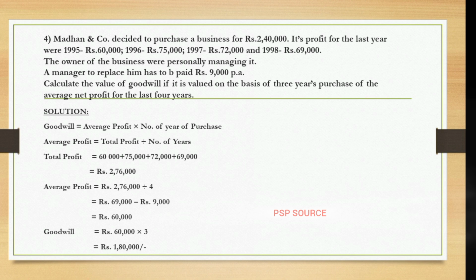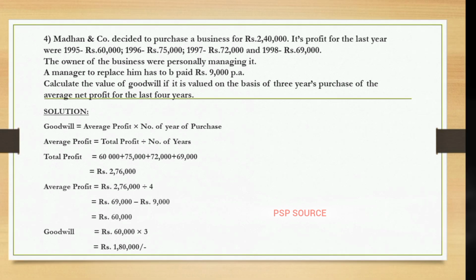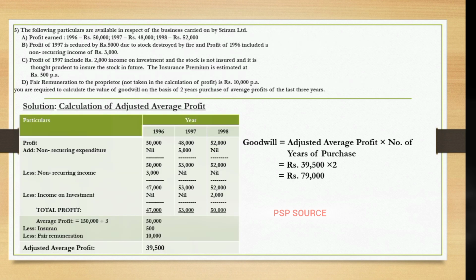So here we have already seen this method earlier in these videos, but there is a slight change here. We need to deduct 9,000 from the average profit. That's it. You can take a screenshot, guys, for your reference. I hope this explanation was clear and easy to understand. So you can take a screenshot for reference. So next let's move on to another problem.